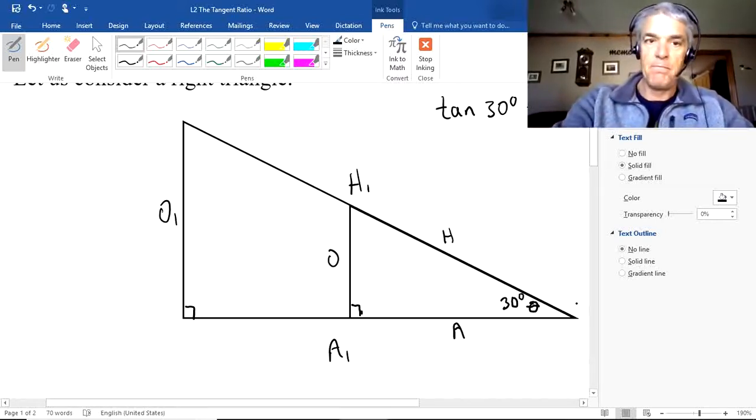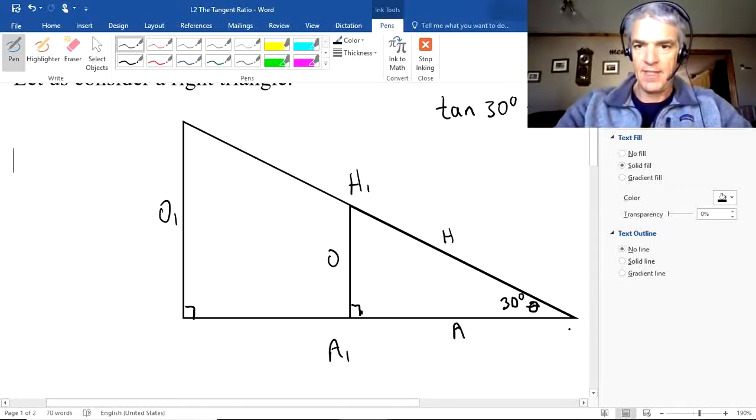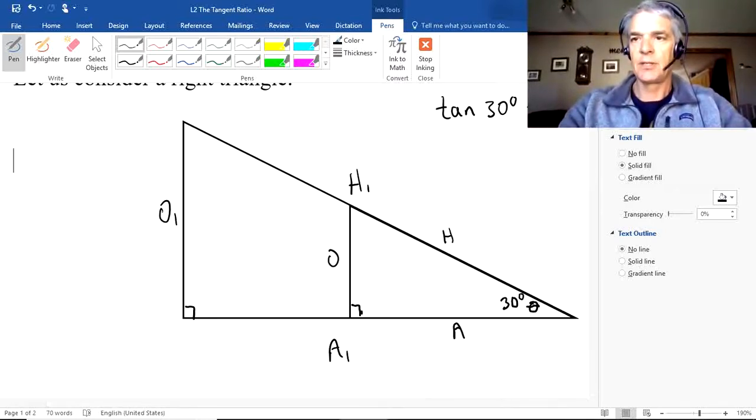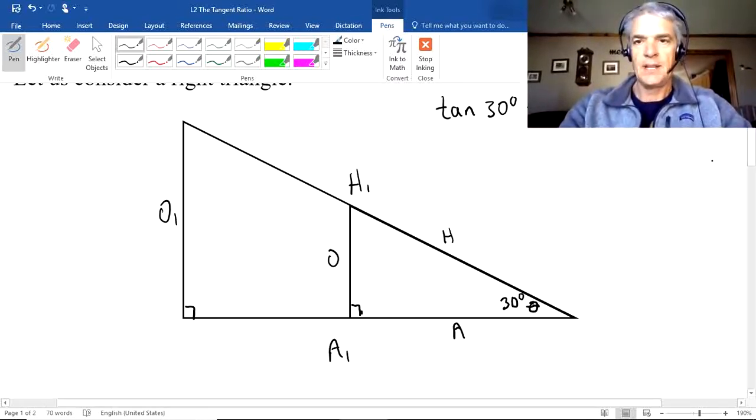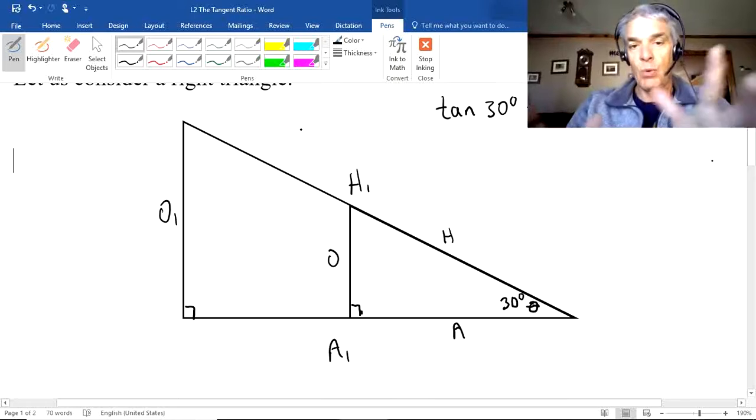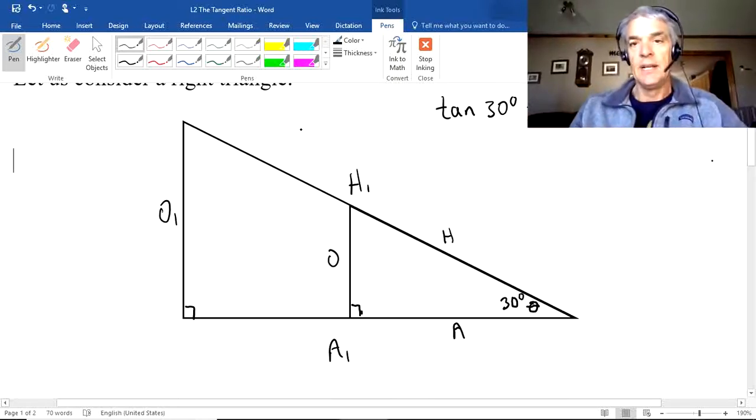And if I take the big O here, the length of that side, and divide it by the length of this side here, if this is 30 degrees, I'm still going to get the exact same answer that I got right there, 0.5774. That's the really cool thing about this: it doesn't matter what size that triangle is, this will always come out to the same value, okay? And it's kind of a unique feature, and we can use this.